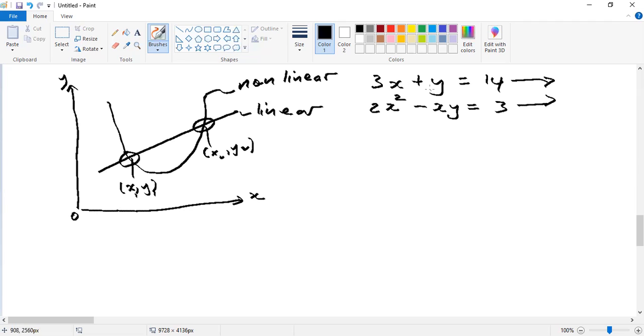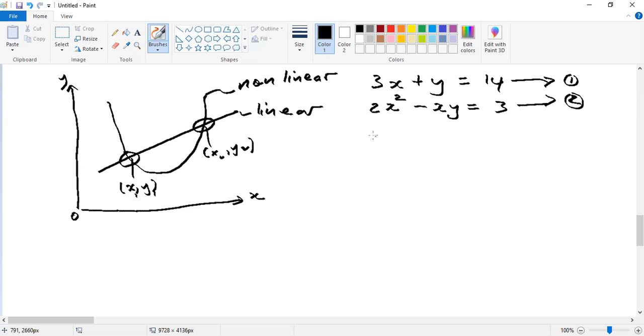But it appears easier if you make x or y the subject of the formula, and then substitute in the nonlinear equation. So this is equation 1, equation 2. I'm going to make y the subject of the formula here, because it's easy, right? I just need to subtract 3x from both sides.